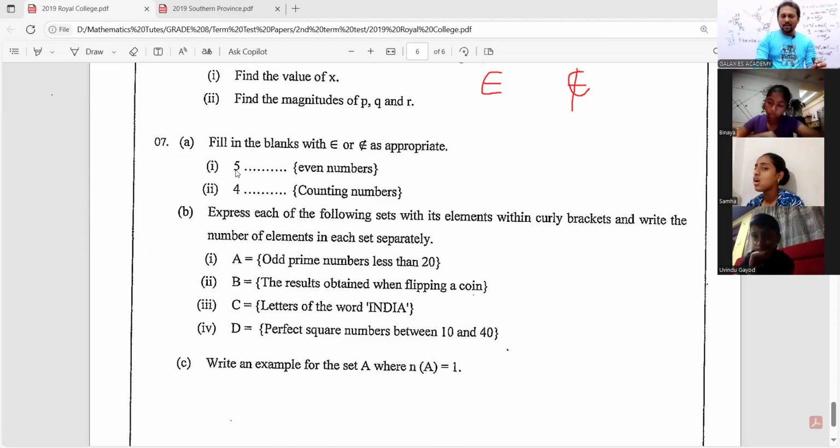Look at the first one. 5 blank. The set given is even numbers.